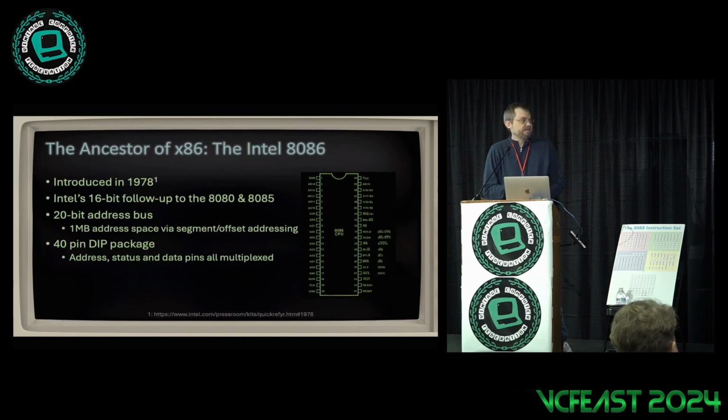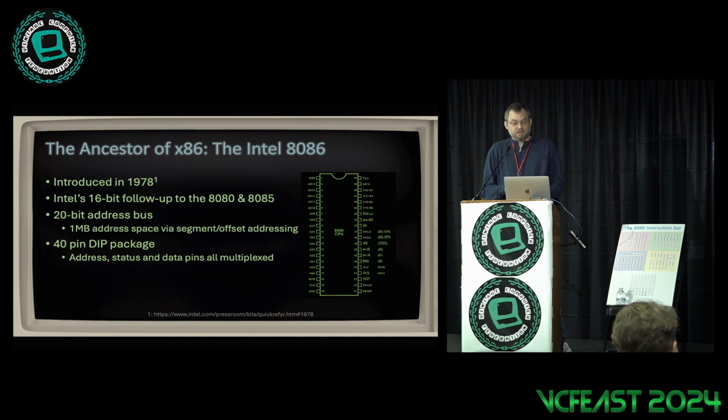So before we talk about the 8088, we need to talk a little bit about the 8086. It was introduced in 1978. It was Intel's 16-bit follow-up to the 8080 and 8085. Despite being a 16-bit chip, it had a 20-bit address bus. So it could address 1 megabyte of memory, but it did so in a rather controversial scheme called segment-offset addressing, combining two 16-bit registers with a 4-bit overlap. And this would annoy programmers for the next decade.